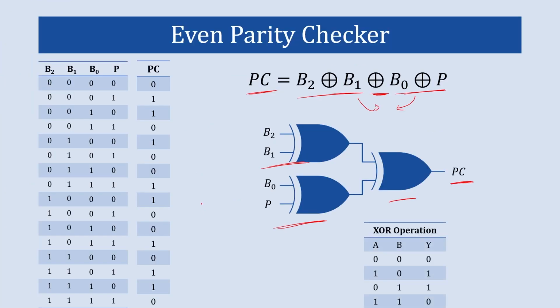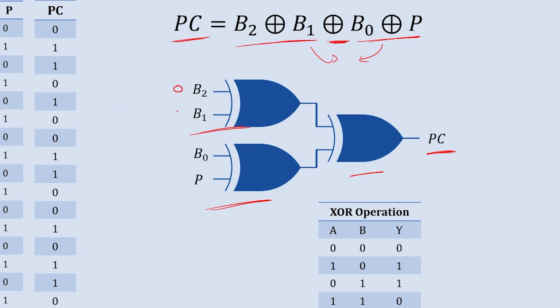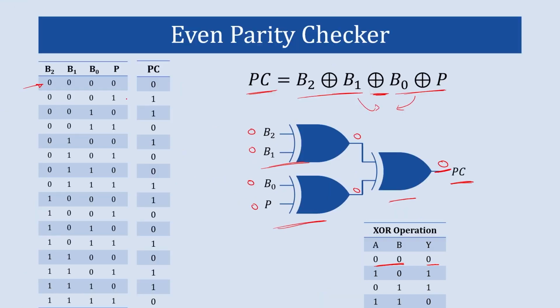So let's check whether the circuit is correct or not. Let's take an example of this data set. All the inputs are 0. So when both inputs to the XOR gate are 0, the output is 0. So 0 over here and 0 over here. And again, when both inputs to the XOR gate are 0, the output is 0. So we'll get 0 over here, and in the same way we are getting 0 over here.